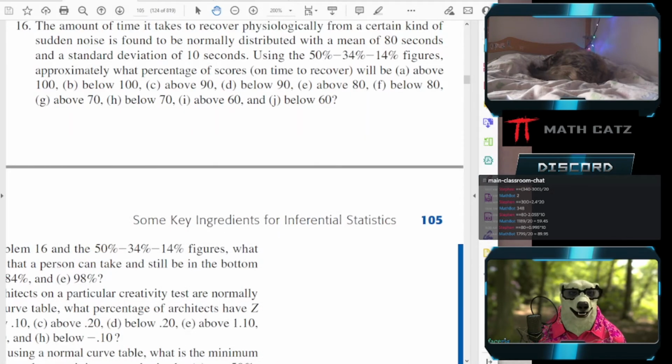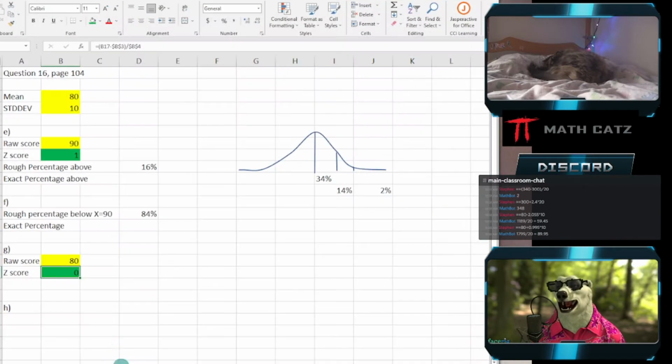Is there a more interesting one than 80? I mean, if the mean is 80, then above 80 will be 50-50. So that seems a little silly in hindsight. Let's maybe do 70. Let's do G and H. That's more interesting. Oh, I thought about that in advance. G and H is what I want to do. So 70 it is. And I get a -1.